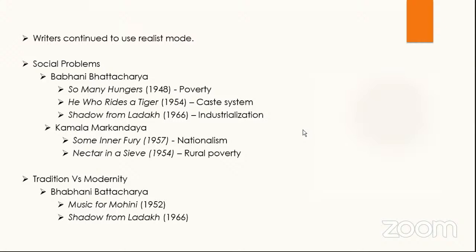Now, another quick note on Kamala Markandaya. As you can see, I've listed two of her works. Some Inner Fury, published in 1957, talks about nationalism. Nectar in a Sieve, published in 1954, talks about rural poverty.